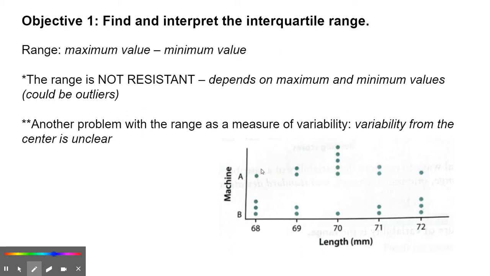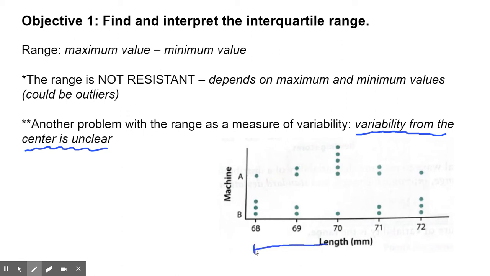The other problem is that the range cannot measure the variability from the center. If you look at this parallel dot plot, both of them have the same range. It goes from 68 all the way to 72. So 72 minus 68, the range is 4 millimeters.